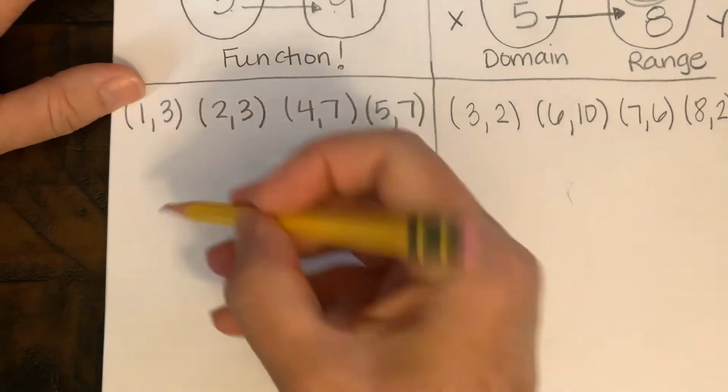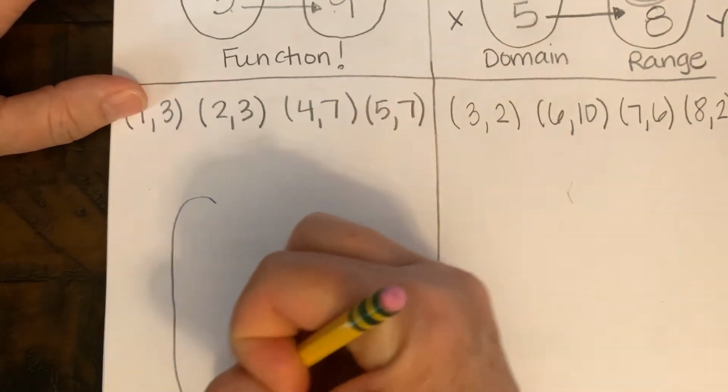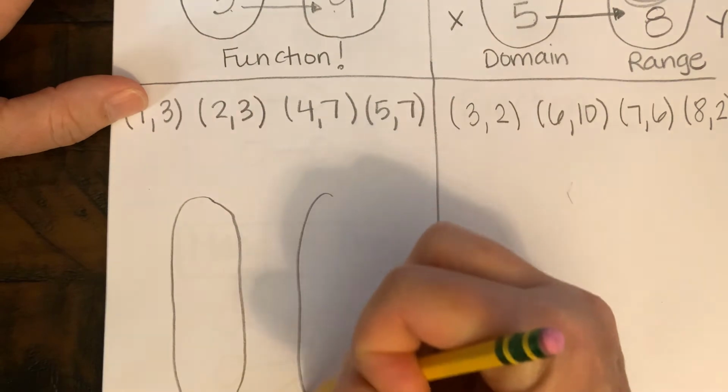Here I've got 4 values again, or 4 XYs. Okay, so I'm going to go ahead and make my XYs.